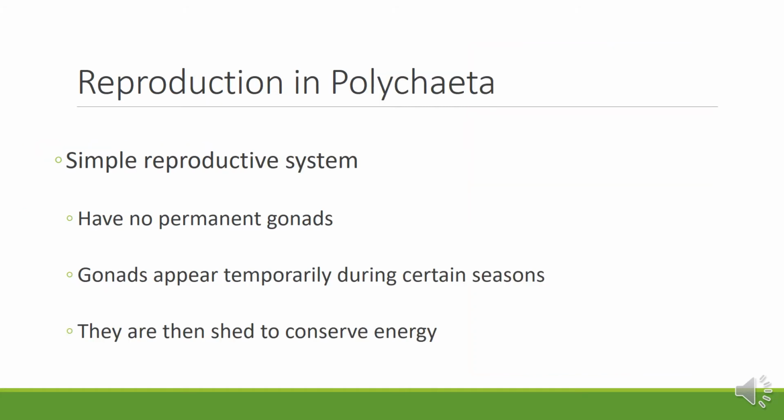Reproduction in Polychaeta. They have a simple reproductive system. They don't have permanent gonads, which is really interesting. Their gonads appear temporarily during certain seasons when they mate, and then after they mate, they shed their gonads to conserve energy, so they're not able to reproduce all year round.